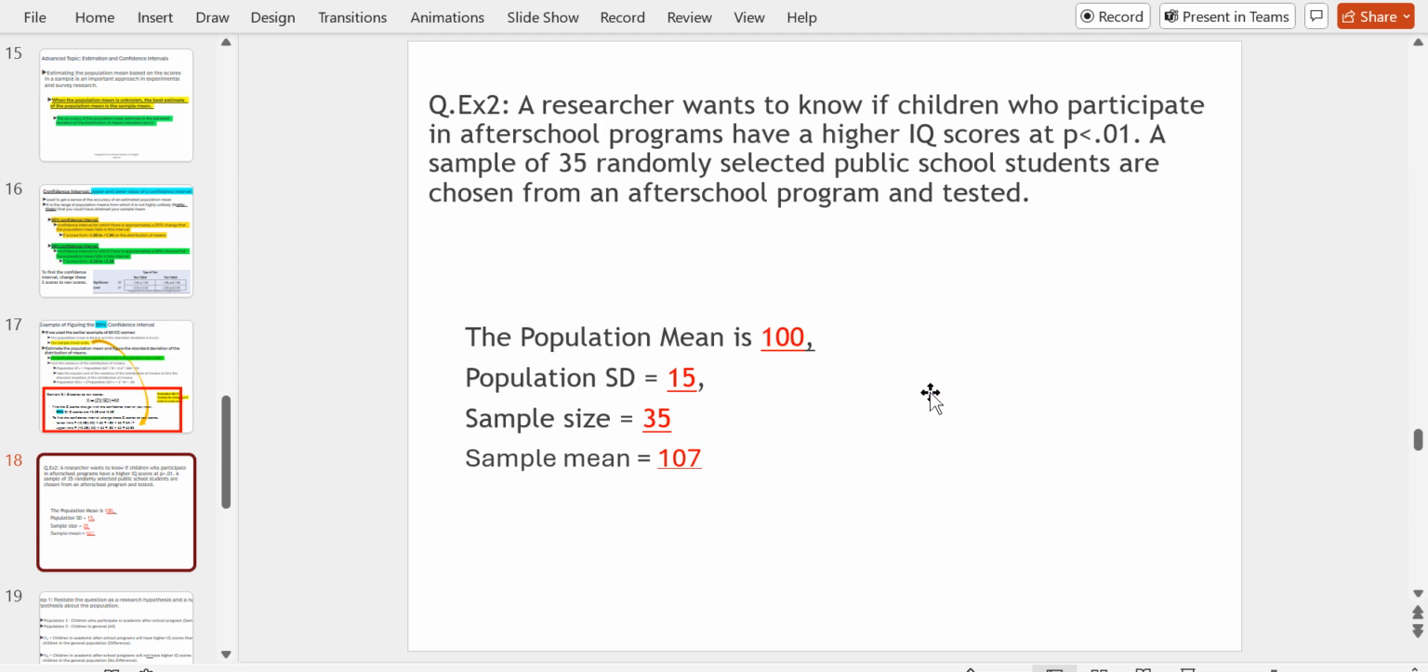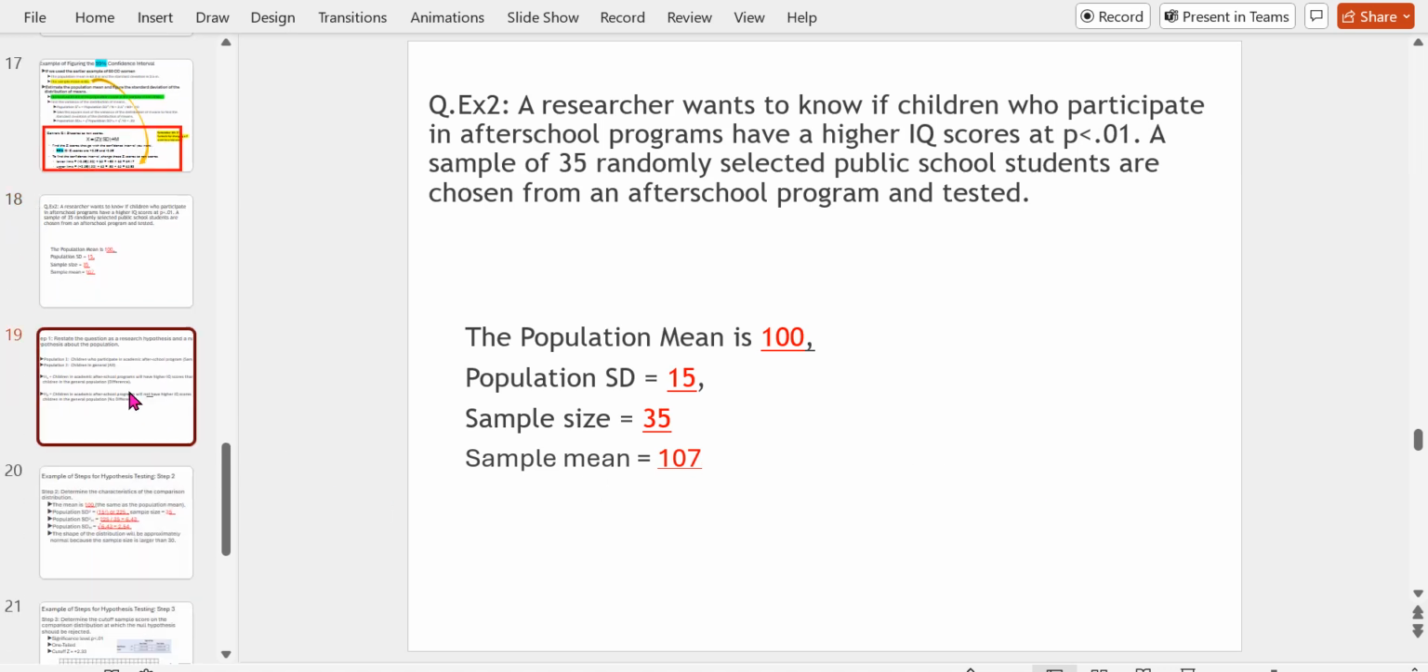A researcher wants to know if children who participate in after-school programs have a higher IQ score at p less than 0.01. A sample of 35 randomly selected public school students are chosen from an after-school program and tested. The results were: your population mean is 100, your standard deviation of the population is 15, your sample size is 35, and your sample mean is 107. All right, let's try this out.